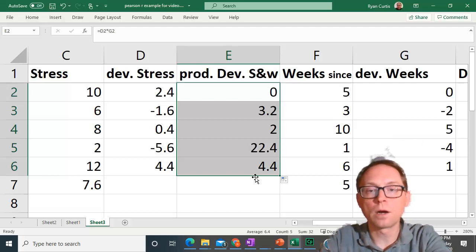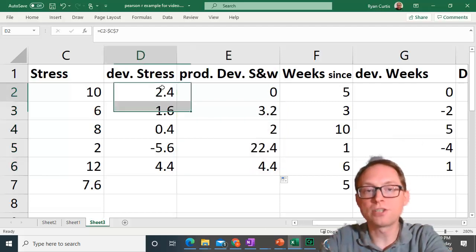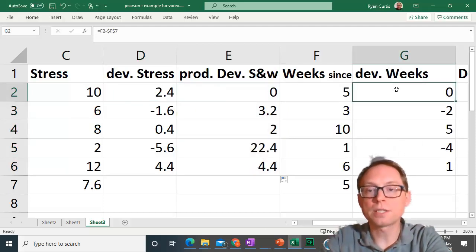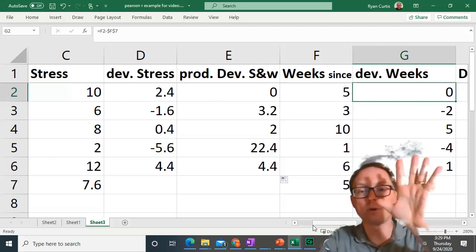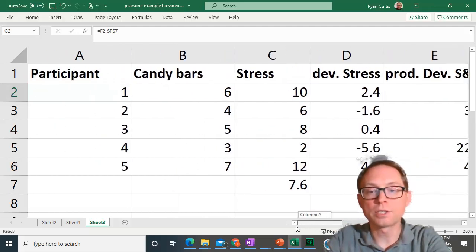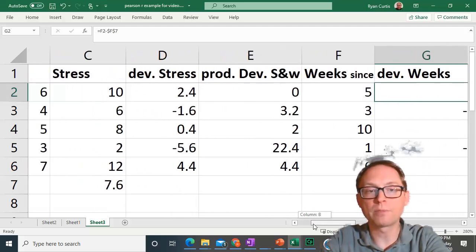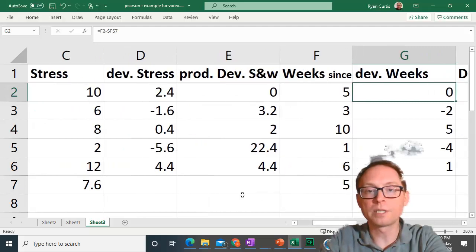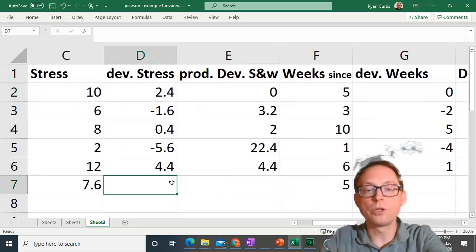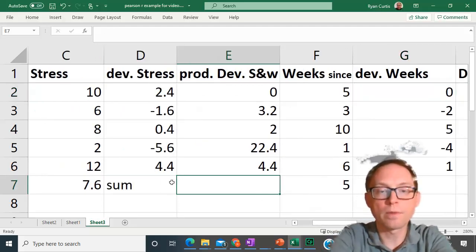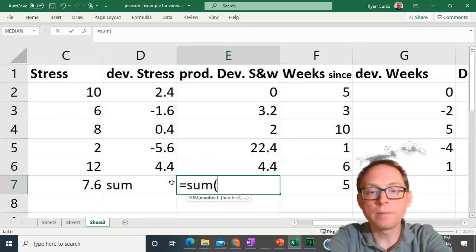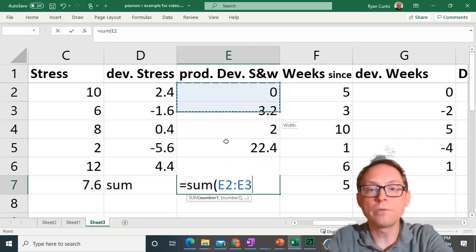All right, those are all the products of deviations. The deviation of stress times the deviation of weeks for each person. There are 5 total people in this sample. If you look, there's 5 participants, right? So what we're going to do is get the sum. So let's get the sum for this. It's going to be the sum of the product of the deviations.